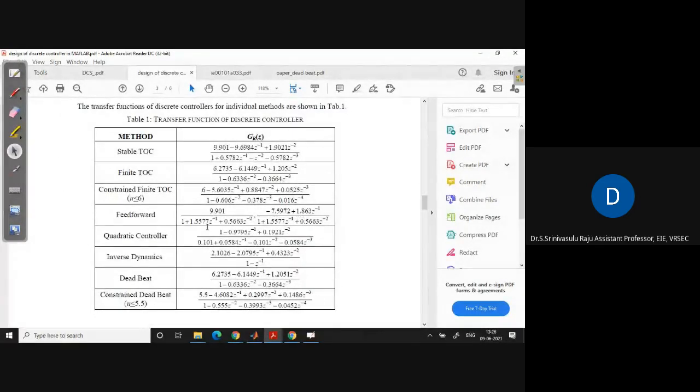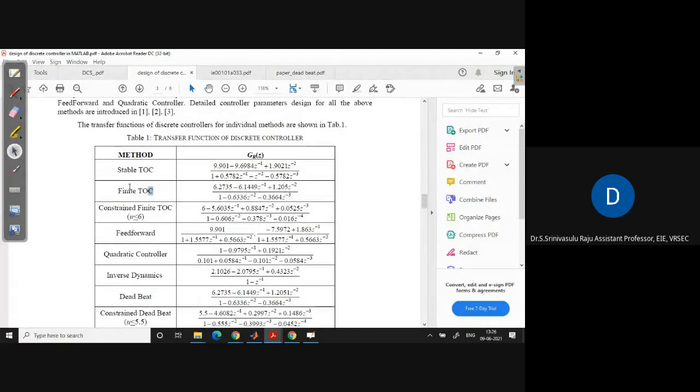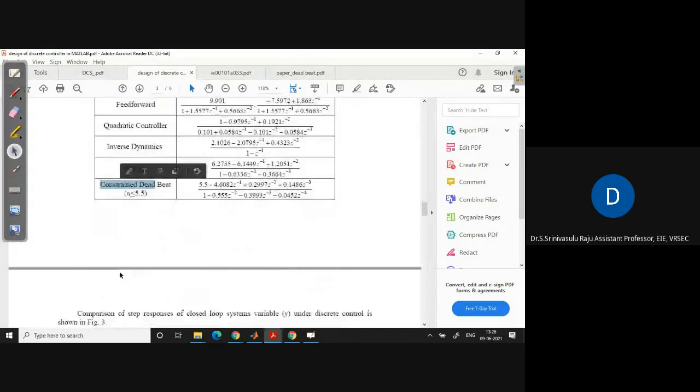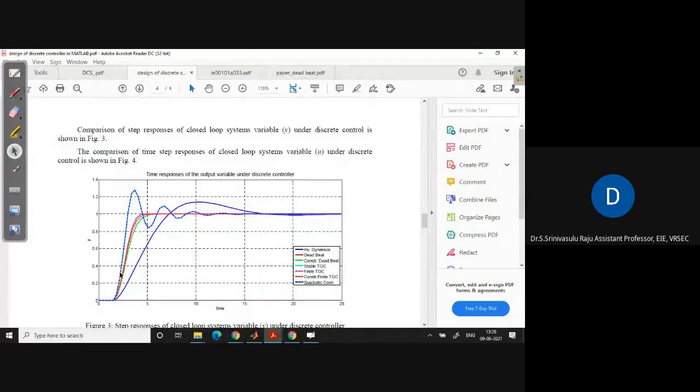So we have a number of techniques to frame the controller equation: stable TOC, finite TOC, constraint finite TOC, feedforward, quadratic controller, deadbeat, constraint deadbeat. Because you should use the one which gives a satisfactory response. Okay, so these are the research papers actually. So now we can compare the responses of all the controllers.